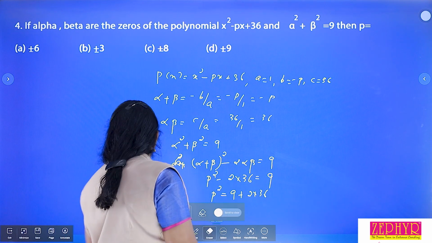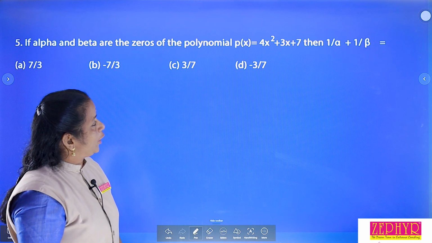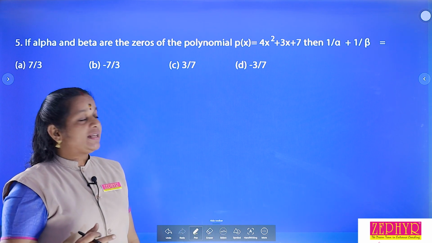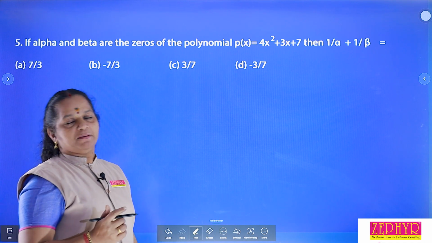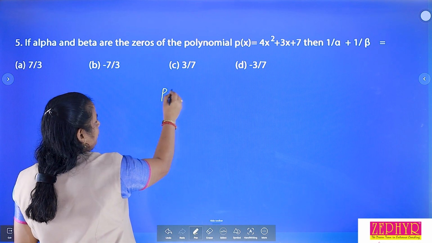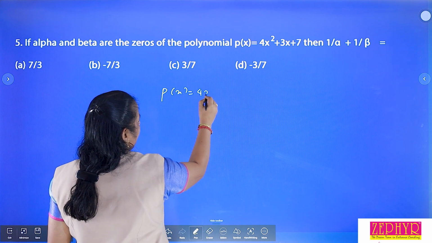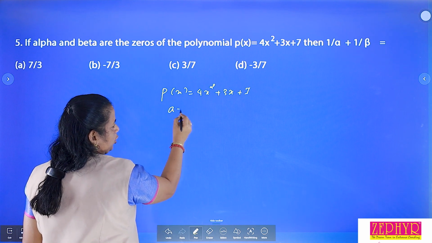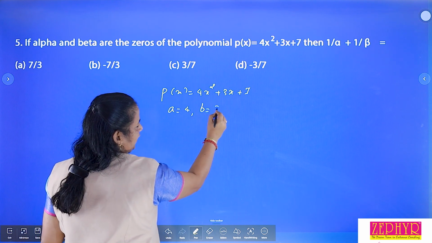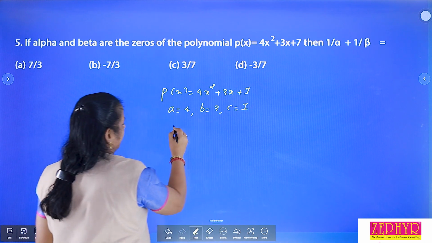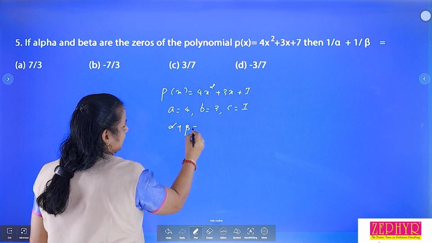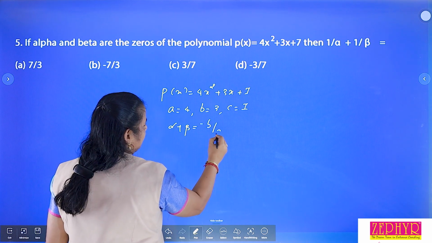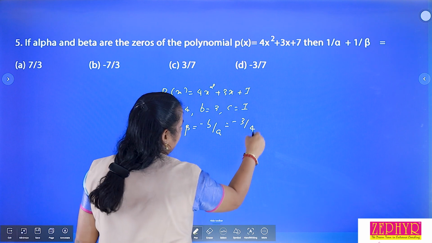Okay, the next question. Alpha beta are the zeros of the polynomial p of x is equal to 4x square plus 3x plus 7. Then what is 1 by alpha plus 1 by beta? So the polynomial p of x is 4x square plus 3x plus 7. So a is equal to 4, b is equal to 3 and c is equal to 7. Sum of the root alpha plus beta is equal to, what's the equation for sum of the root? Minus b by a. So it is minus 3 by 4.